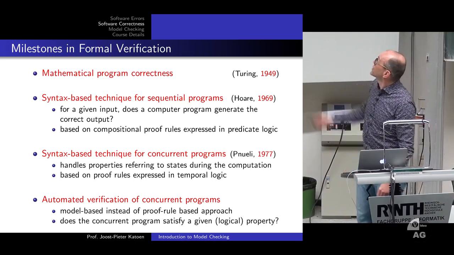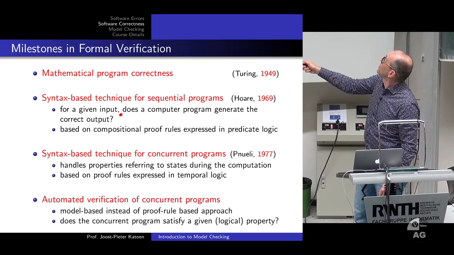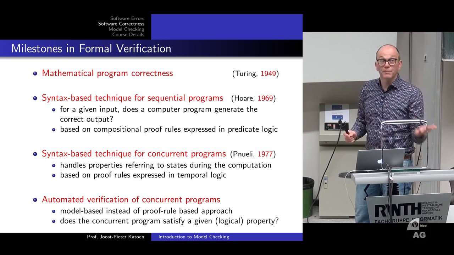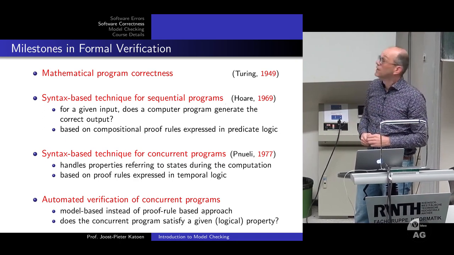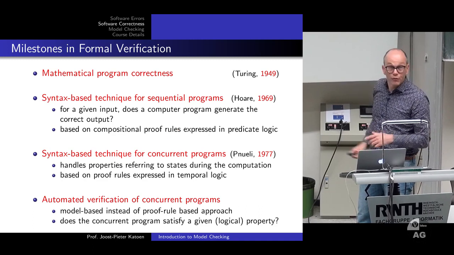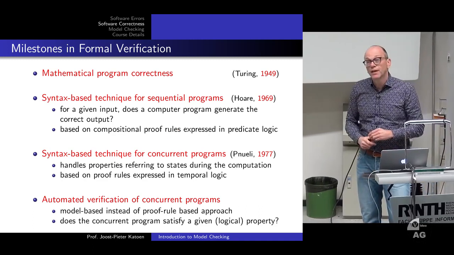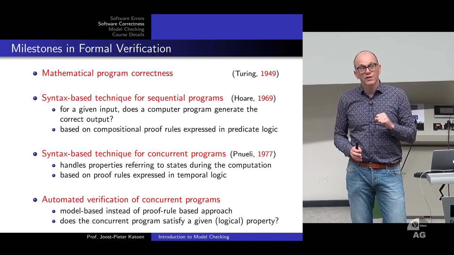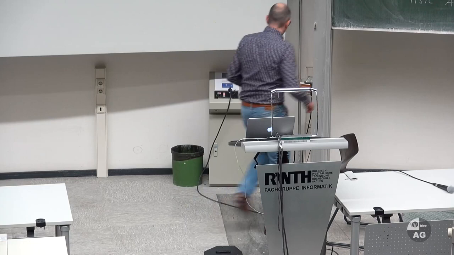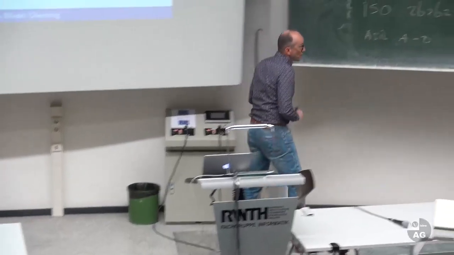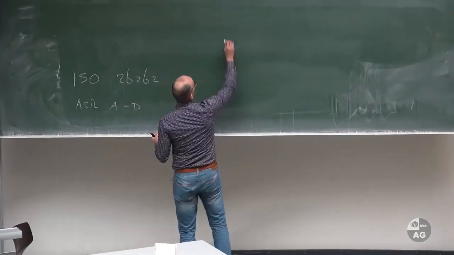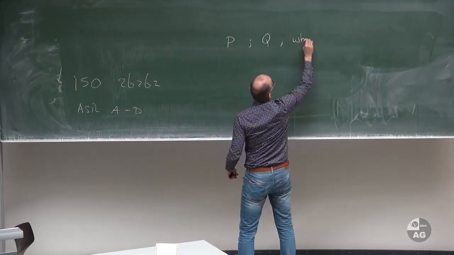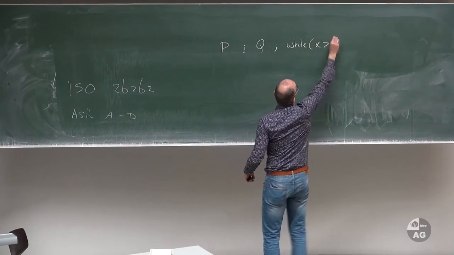So the core question was, given a certain input, does the program generate the correct output, or for all possible inputs, does it generate the correct output? And I mentioned they have proof rules, and I have some of them on the next slide. The strength of this technique is that it is compositional. What does that mean? If I have a program consisting of several parts, so suppose very schematically I have a program P, followed by a program Q, followed by, I don't know, while x larger than 0 R.